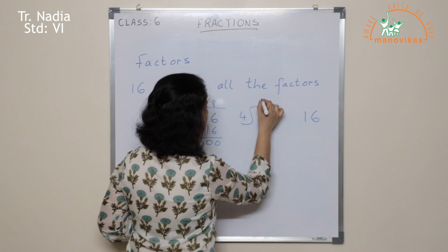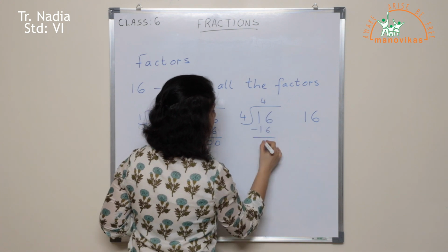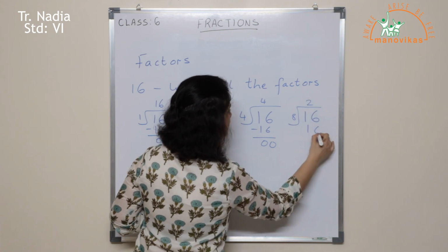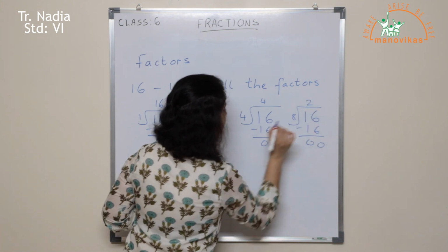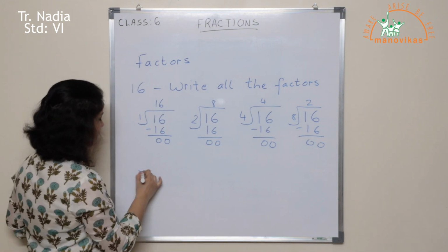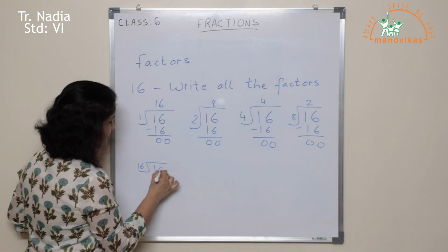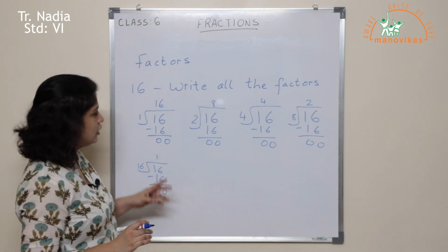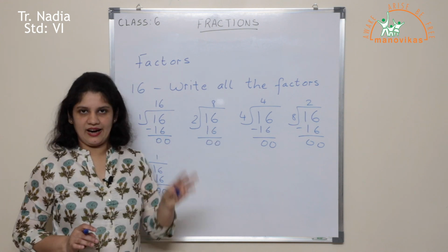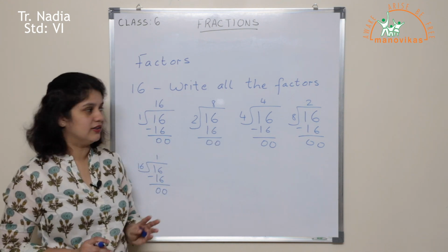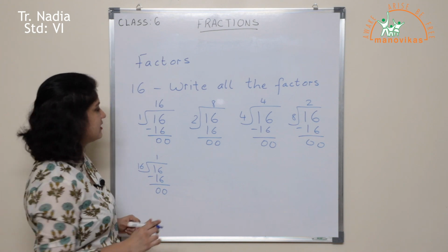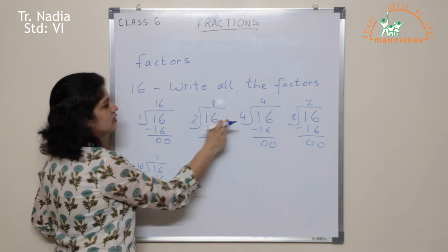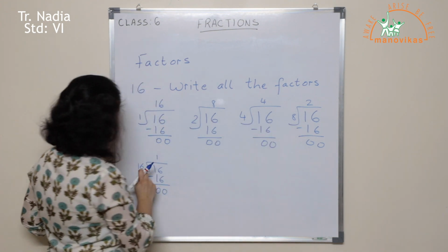4 can divide 16, 4 4s are 16 without leaving any remainder. 8 can divide 16, 8 2s are 16 without leaving a remainder. And there is one more number, that is 16 itself. 16 can divide 16 without leaving any remainder. So these are all the numbers which can divide 16 without leaving a remainder. Now these are called the factors of 16. So which are the factors of 16? 1, 2, 4, 8 and 16.